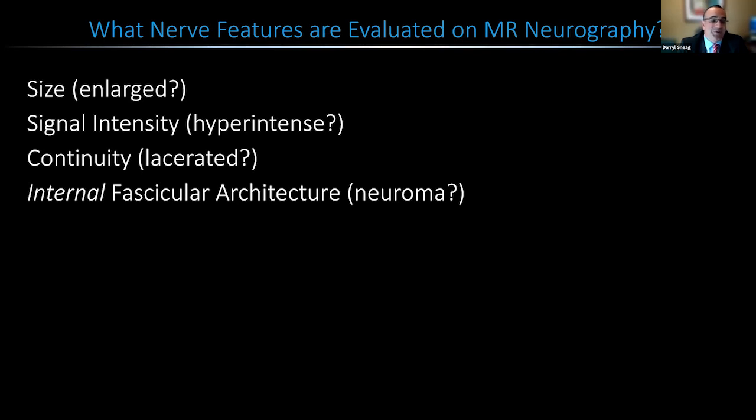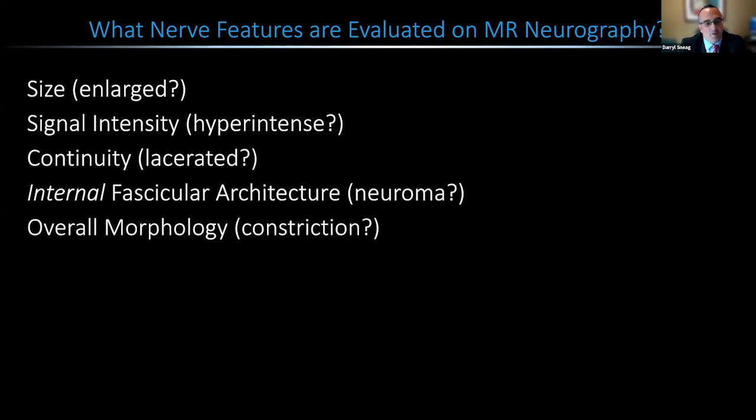I kind of obsess over high spatial resolution, and this is because I want to see the internal fascicular architecture of the nerve. This can tell me whether there's a neuroma, which refers to a disorganized attempt at the nerve to regenerate itself, and really has a bad prognosis for the nerve itself, or is the fascicular architecture preserved? When I look at the overall morphology, do I see constrictions as we see in Parsonage-Turner syndrome?